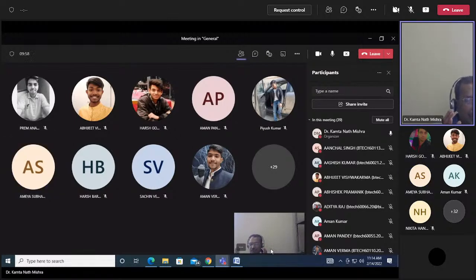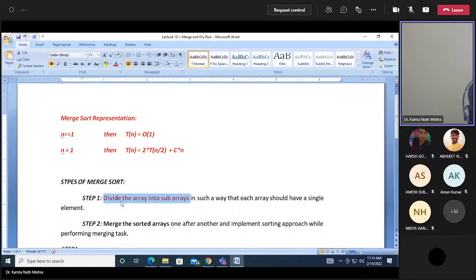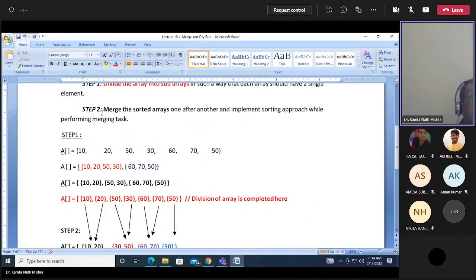It means that if only one element is there in the array, then what would you say? That the array with one element is self-sorted. So the same thing we are doing. Step 1 says divide the array into sub-arrays in such a way that each array should have one element. It means that each array, after having only one element, will be considered as self-sorted. Now next is step 2. Read step 2.